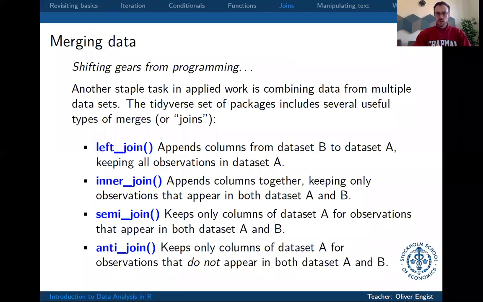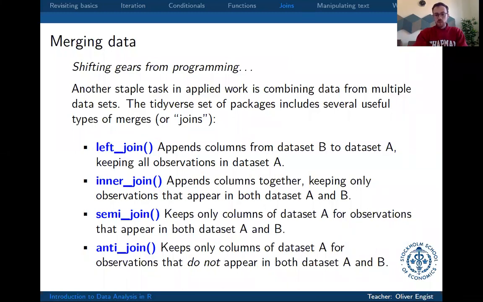Okay, so let's shift gears and talk about merging data. Oftentimes when you're conducting an empirical analysis, your data is scattered across different tables or different data sets. For example, you are combining income data and health records. Your health records come from medical data, whereas your income data might come from a tax file, for example, and therefore you would need to combine the health records and the income for the same person from these two files.